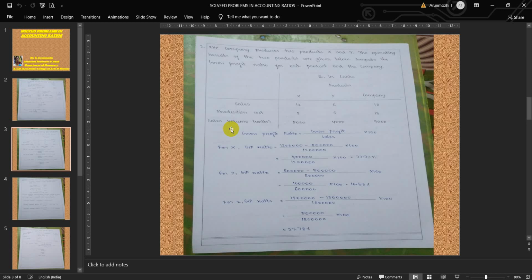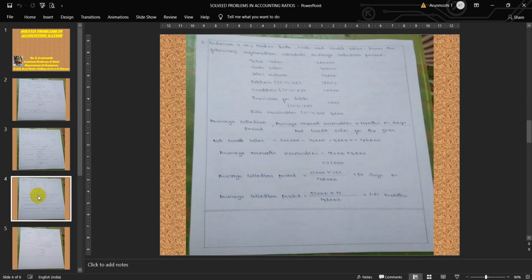33.33. Then for Y, GP ratio 6 lakh minus 5 lakh divided by 6 lakh into 100. The same way 1 lakh is the difference divided by 6 lakh into 100, you get 16.66 percentage. For Z, GP ratio 18 lakh minus 13 lakh divided by 18 lakh into 100. So the difference between 18 and 13 you get 5 lakh divided by 18 lakh into 100. So you get the answer as 27.78. Hope you are very clear with your GP ratio.